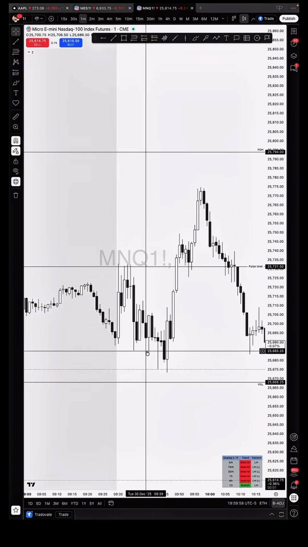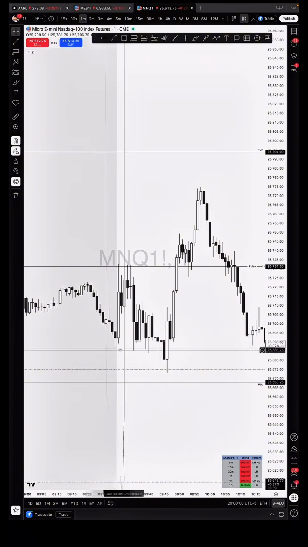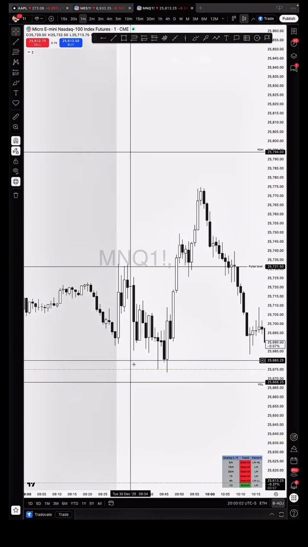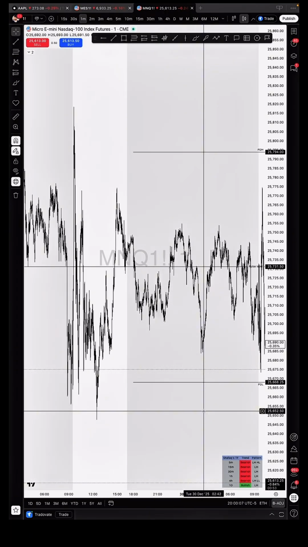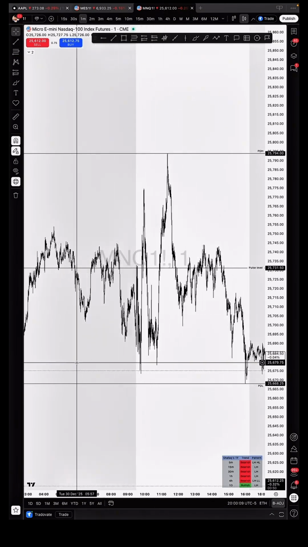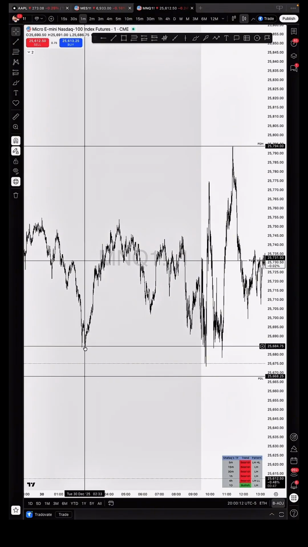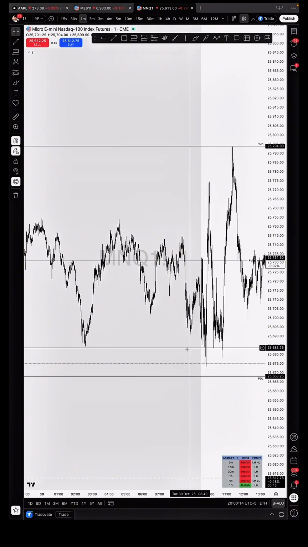Yes, we touched it, but did we have a candle close below this area? No. So there is no confirmation for downside and no confirmation for upside. And what I was waiting for, if you remember, I mentioned that I want these almost equal lows to be taken out, and this was the buy side liquidity.